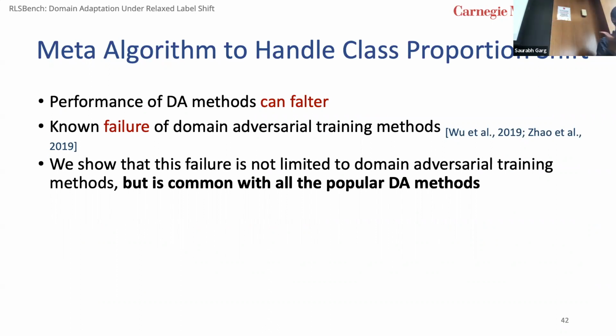And we are not the first ones to highlight this. There has been some work highlighting that this failure exists, specifically for domain alignment methods. In this work we show that this is not just for domain alignment methods, but goes beyond, to methods like self-training. It's still unclear why, when you overfit to pseudo labels with self-training, you would degrade your performance when label proportions shift. This is something that we are still exploring.